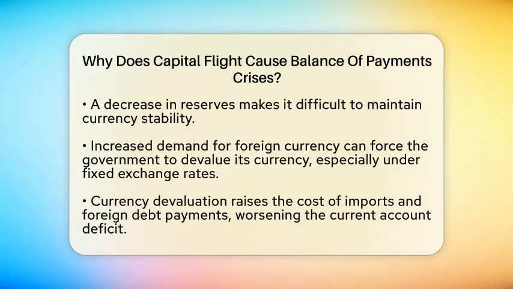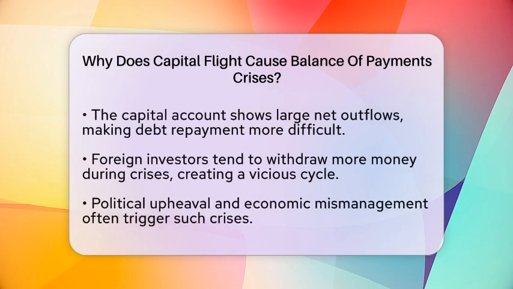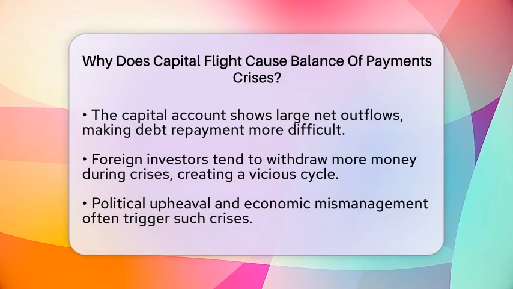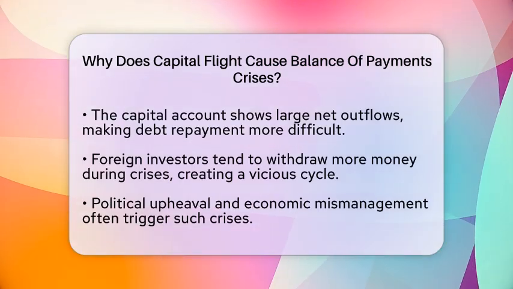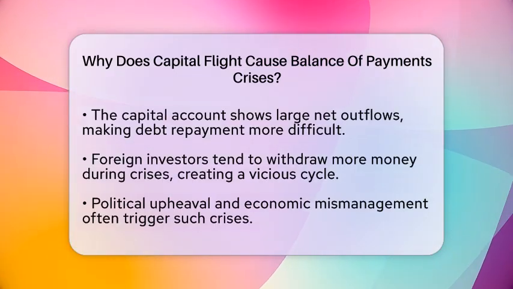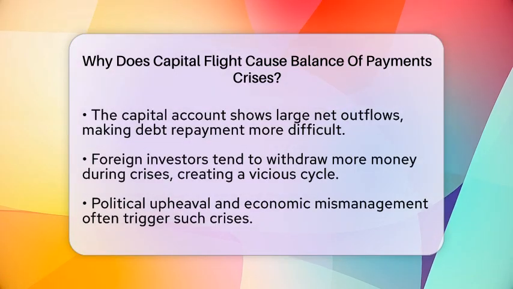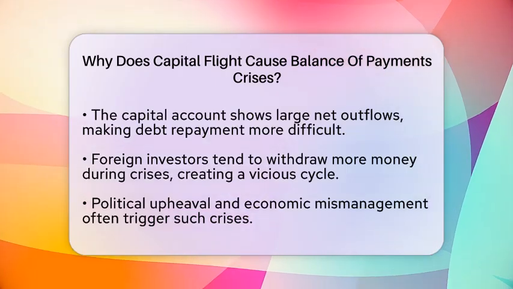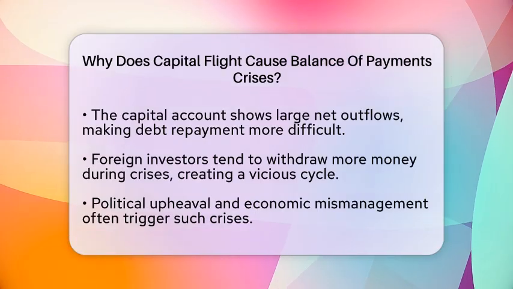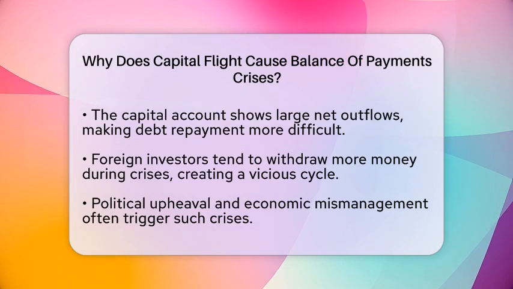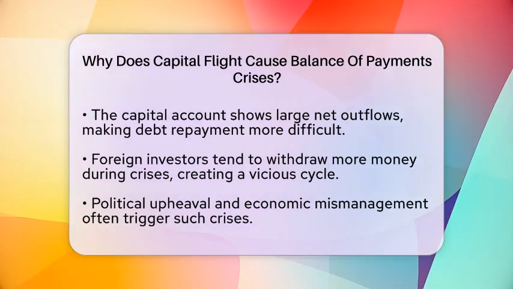demand. When the currency devalues, imported goods become more expensive, and foreign debt payments rise. This worsens the current account deficit, which is part of the balance of payments that tracks trade in goods and services. At the same time, the capital account, which records cross-border investments, shows a large net outflow. This double whammy makes it hard for the country to pay its external debts and meet its financial obligations. Foreign investors see the crisis and pull out even more money, creating a vicious cycle.